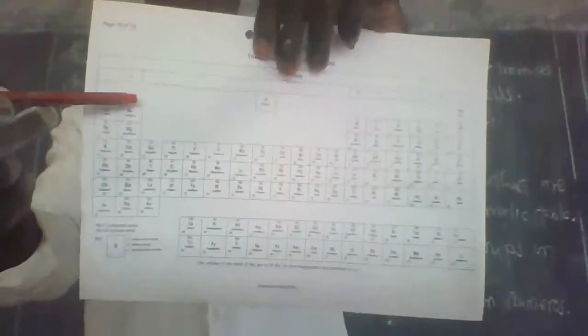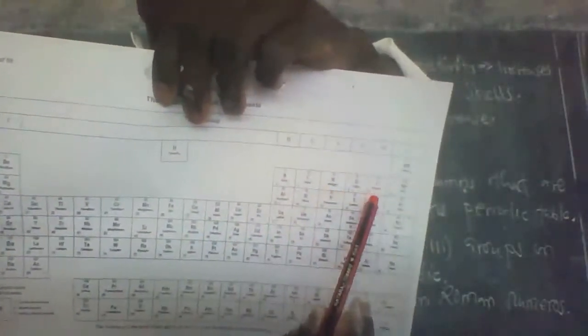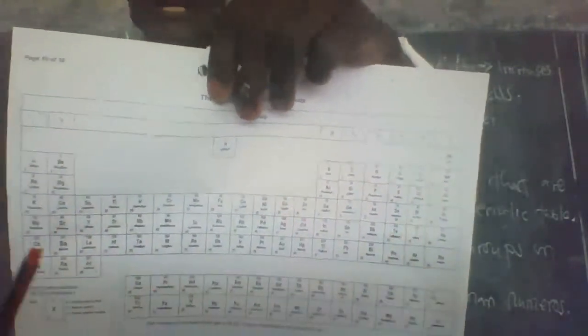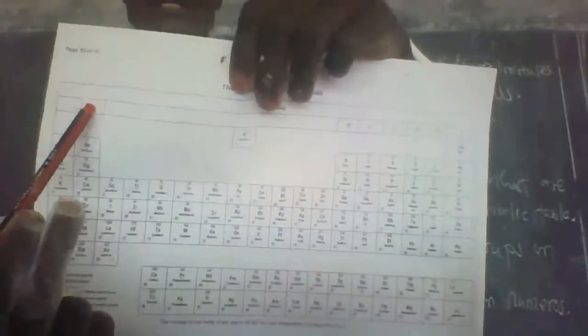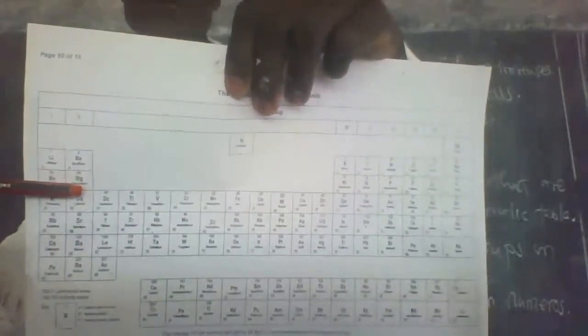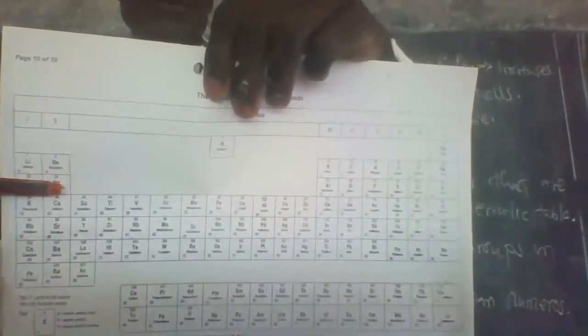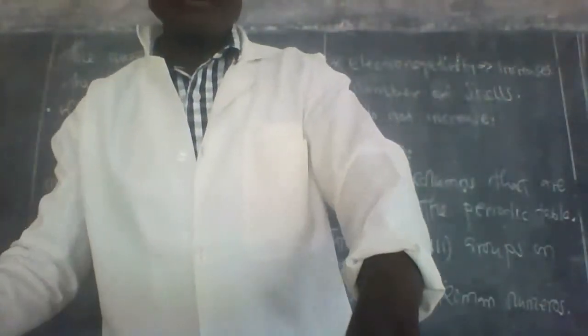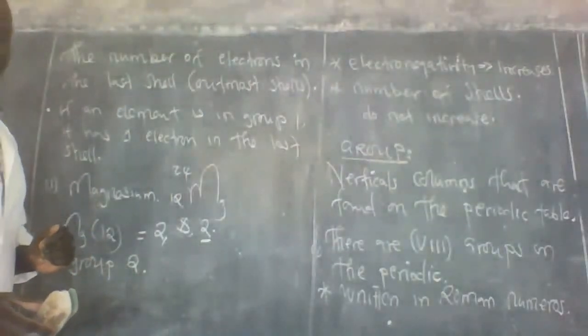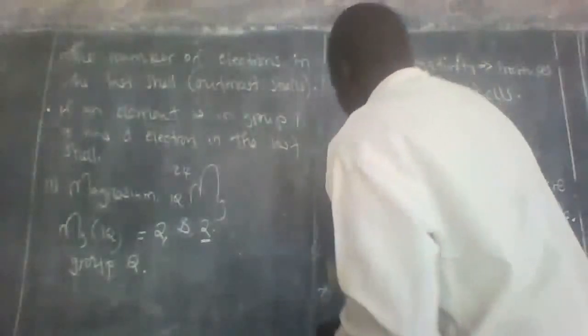So if this is group 1, this is group 2, this is group 3, group 4, group 5, group 6, group 7, group 8, so we are likely to find magnesium in group 2. And here we go, magnesium is in group 2. Let's look at the other one.